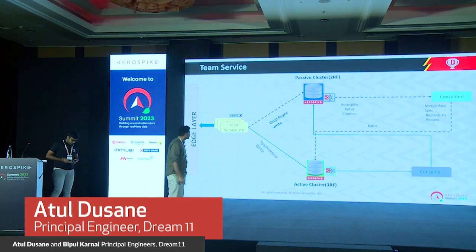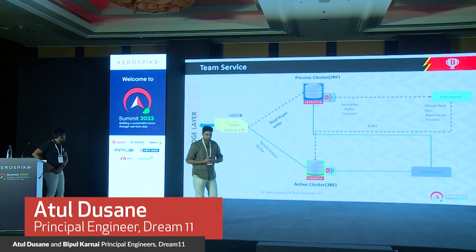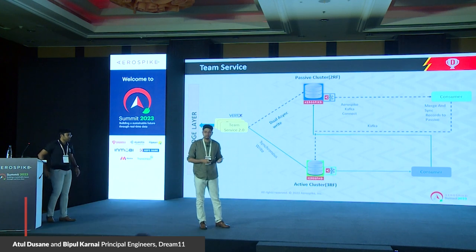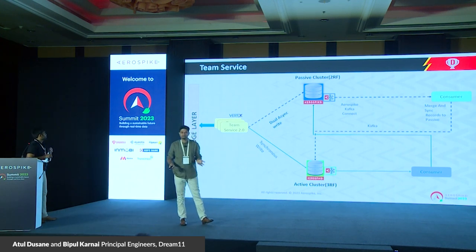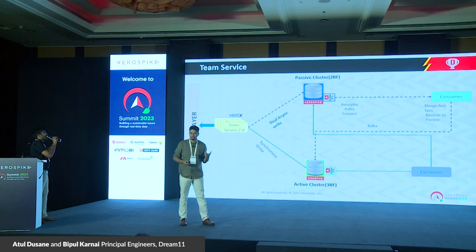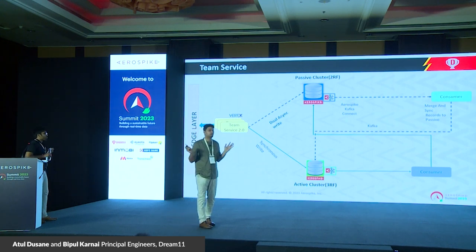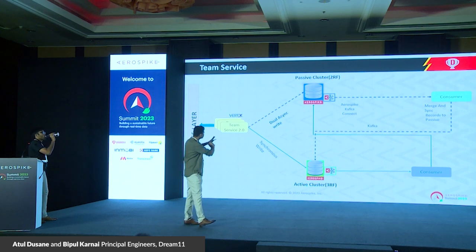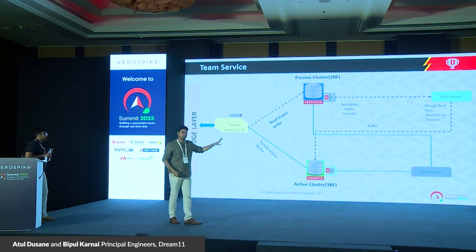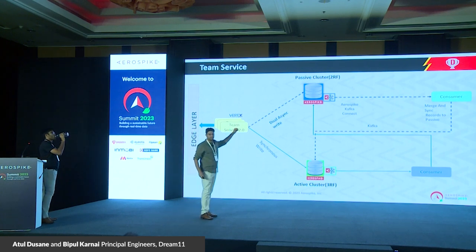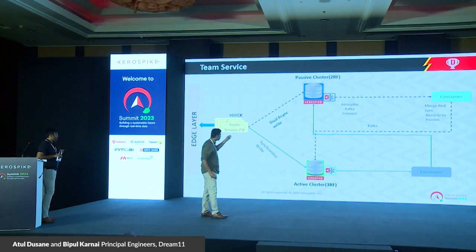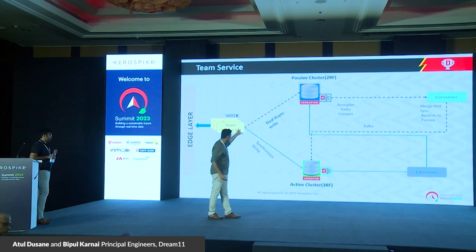So one more very good use case we have is the team service. If you have played fantasy gaming, everyone has to create a team, and that team has to be consistent. Whatever you write, you have to see it. And the scale is also enormous. So this is just a very high level overview of our team service. We have an application written in Vert.x. We have a primary database Aerospike, and we also get it replicated into the passive Aerospike.